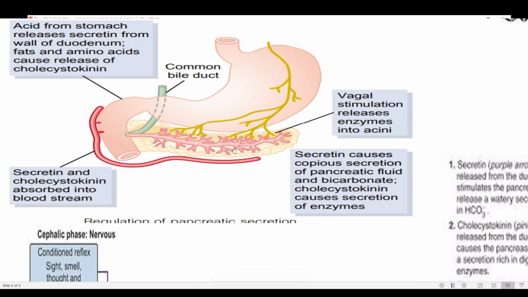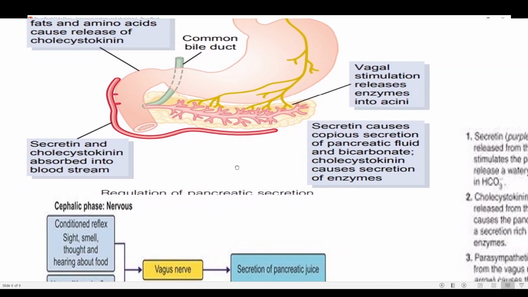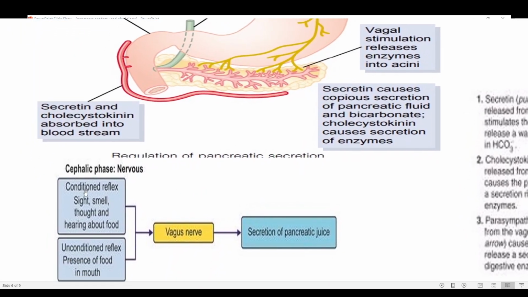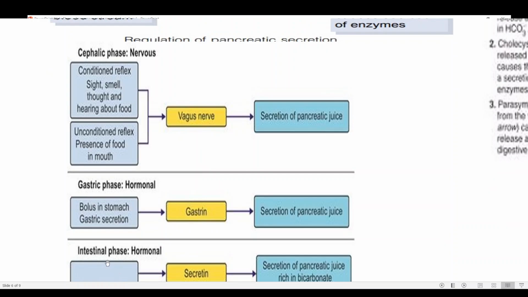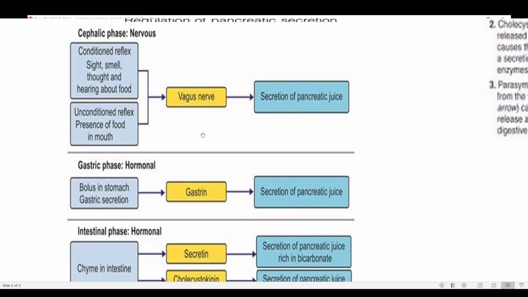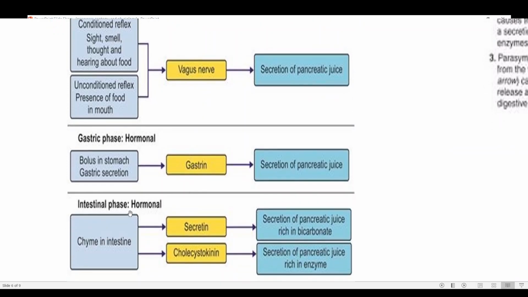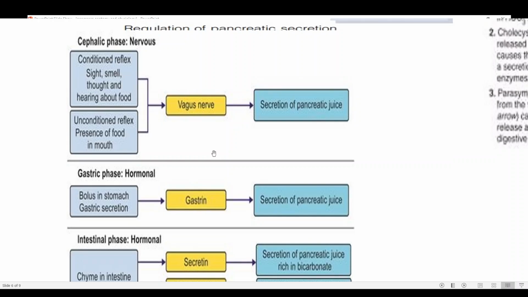There are three phases in total. Number one is the cephalic phase, two is the gastric phase, three is the intestinal phase. In these three phases, the pancreatic juices are secreted. In the cephalic and gastric phases, a total of 10 to 20 percent of pancreatic secretions occur, but in the intestinal phase, around 80 percent of pancreatic juice secretion occurs.